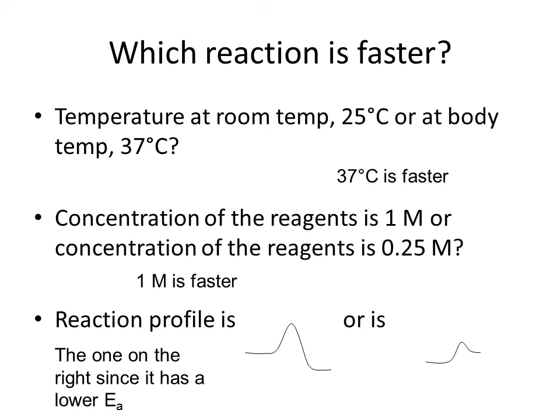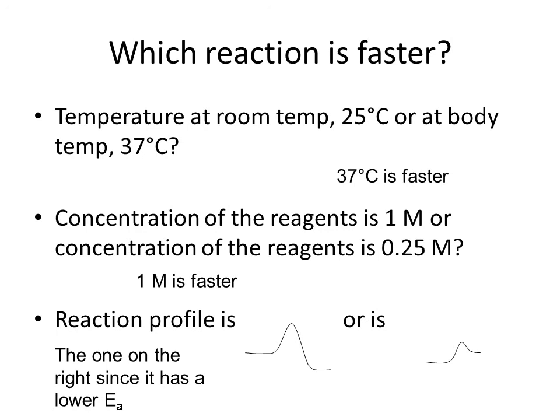So, which reaction is faster? If I look at 25 degrees Celsius or 37 degrees Celsius, I know that molecules will move faster at 37 degrees Celsius. They have more energy, and so they're more likely to be able to go over the activation energy barrier. So the higher temperature will allow a reaction to go faster.